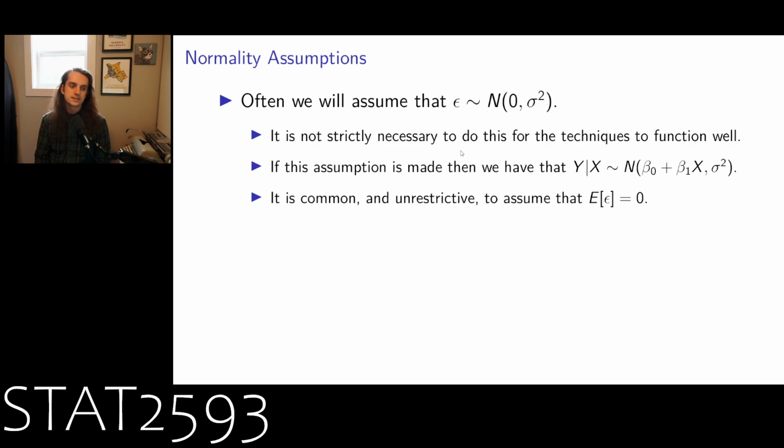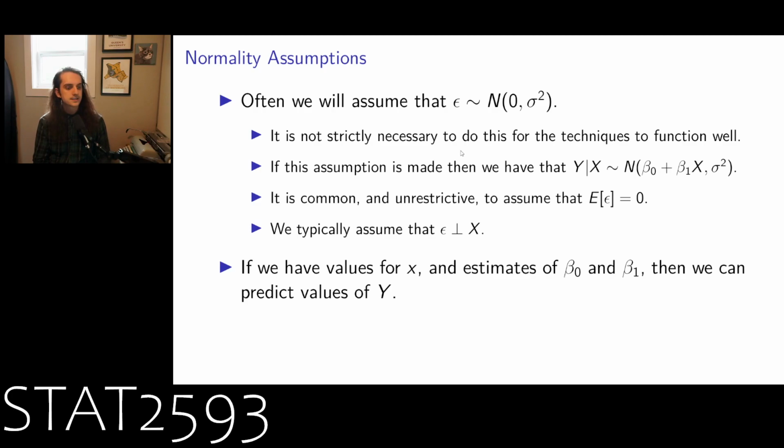Okay, so it's common to assume that the expected value of epsilon is equal to 0. In fact, it's hardly even an assumption, because if the expected value of epsilon were anything other than 0, we could just think about that as being a part of our beta naught term. And so it's actually not a restrictive assumption to make. We're going to assume that epsilon is independent of x.